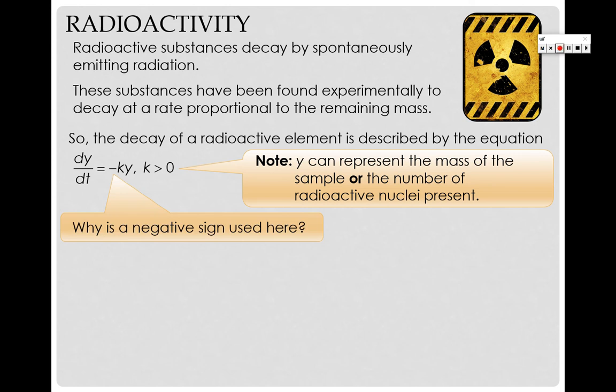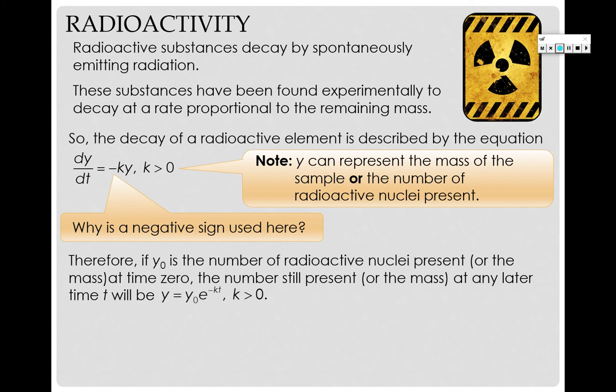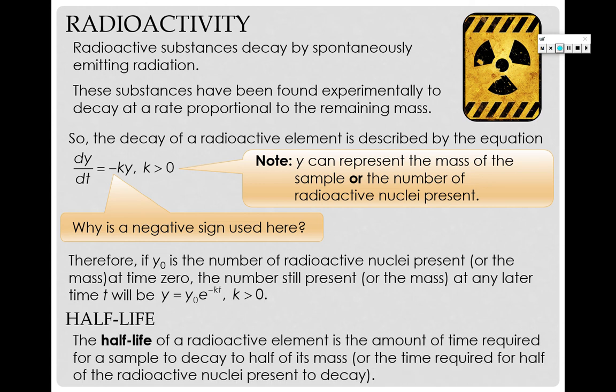Why is the negative sign used here? Just to remind us that we're talking about decay. So we switch to a negative sign out there, and we know that K is actually going to be positive because we've taken care of the negative up front. You don't have to do that. That's just a way of managing the positives and negatives. So if Y0 is the number of radioactive nuclei present, or mass at time 0, then the number still present later is Y equals Y naught e to the negative KT. That's not really any different than what we saw in the previous examples.